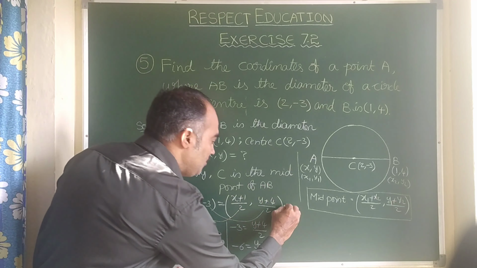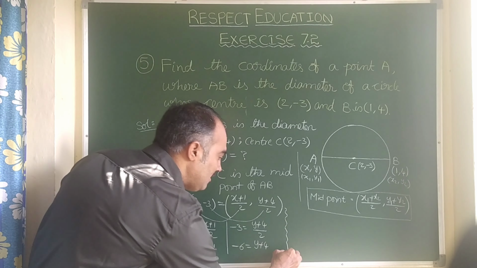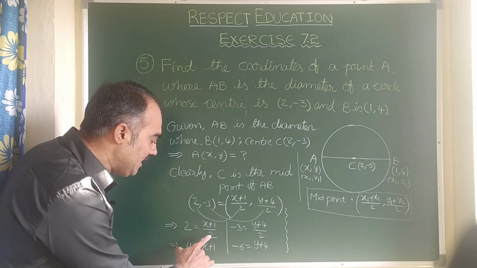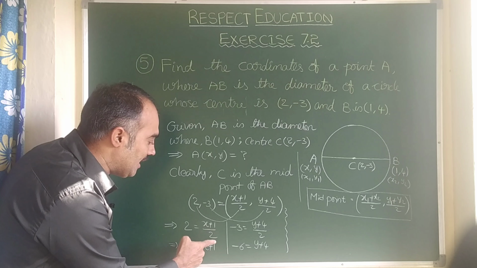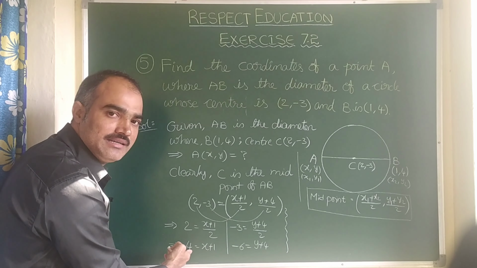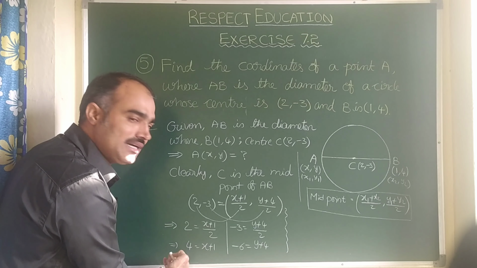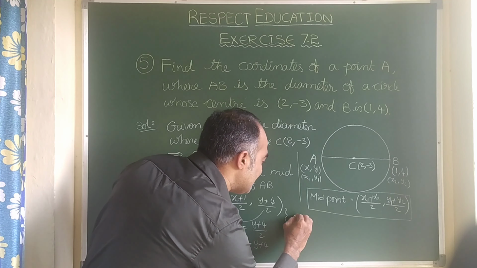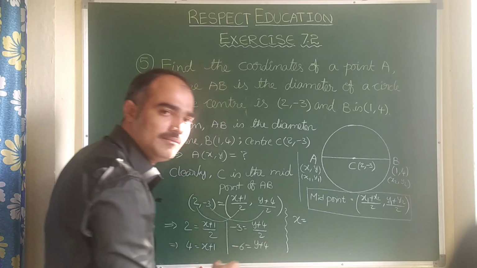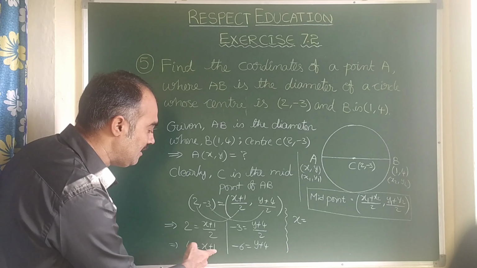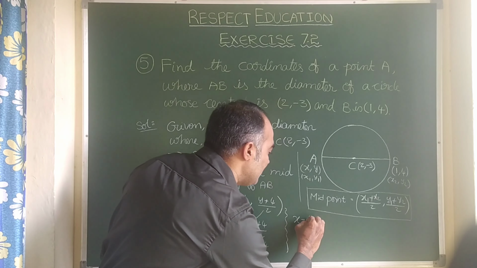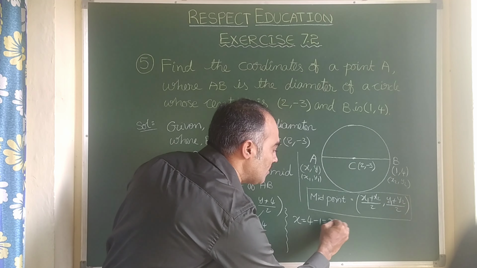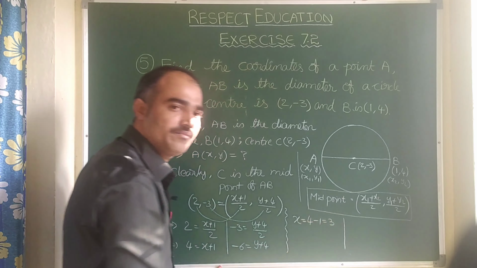As here we do not have place, I am moving the problem this side. So, 4 equal to x plus 1. We need x, so let us send this plus 1 from the right hand side to the left hand side. Plus 1 becomes minus 1. Let us make x the subject. X is equal to 4 minus 1, nothing but x equal to 3. So we got the x value.